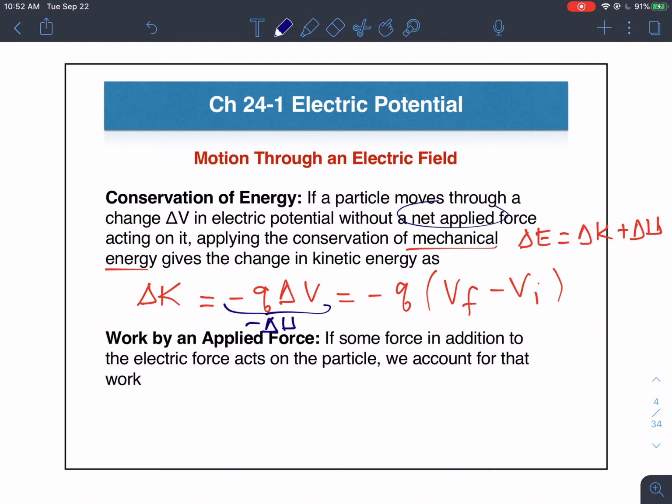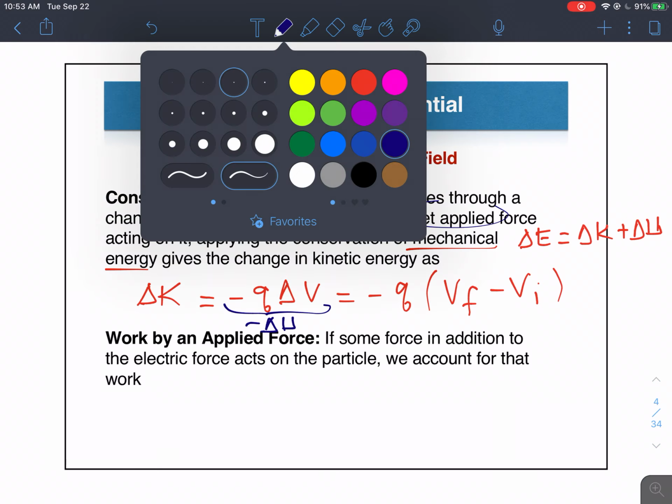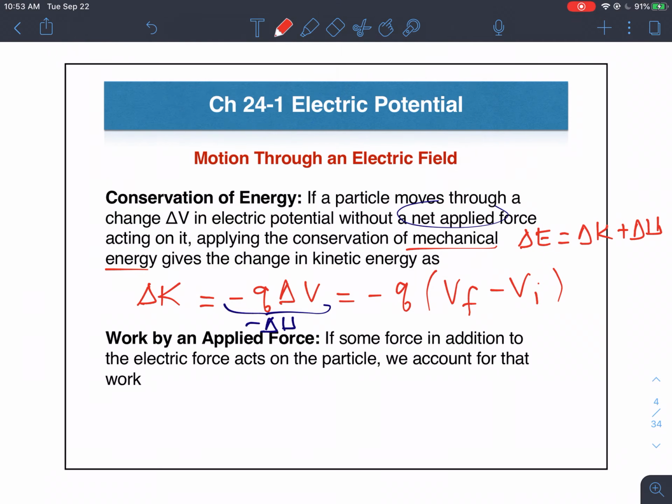And work by an applied force, the next step. If some force in addition to the electric force acts on the particle, we account for that work. So delta K is equal to negative delta U plus the applied work done, and delta U becomes Q delta V. We keep the negative and plus work done by the applied force.